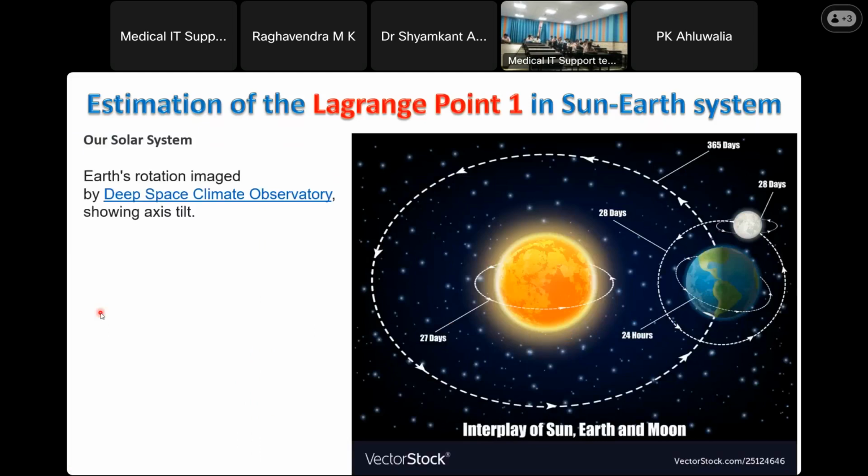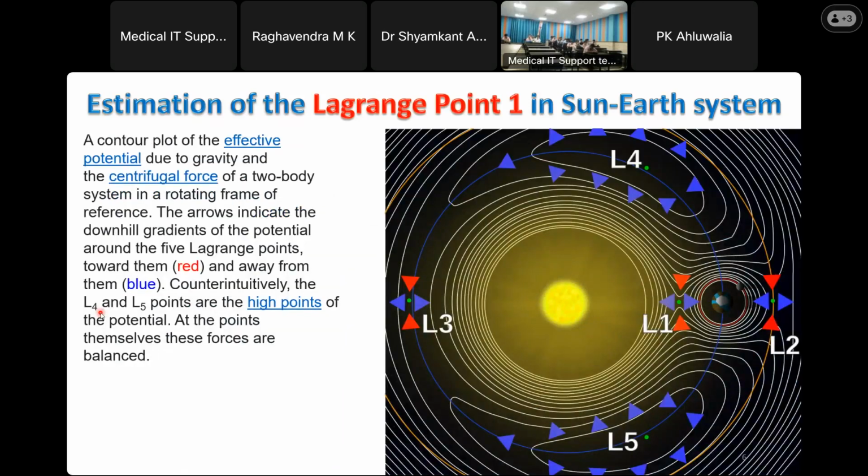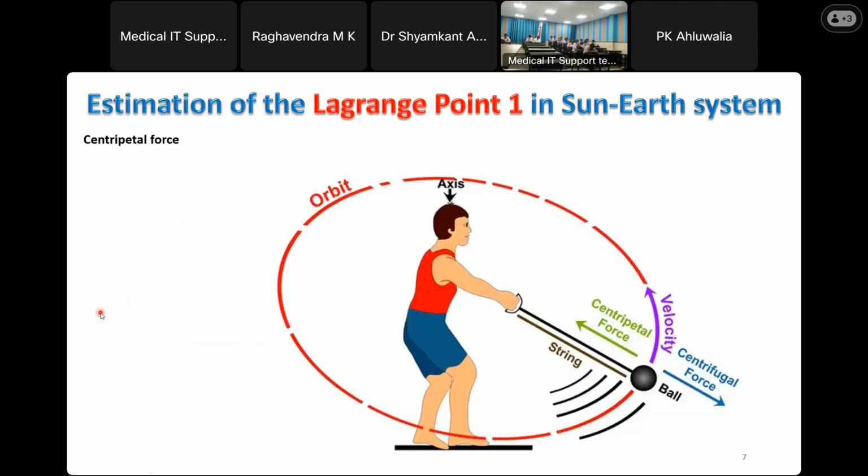I think I have covered this rotation of Earth. This is a wonderful contour plot which has been developed, showing the potential derived from the Coriolis force.